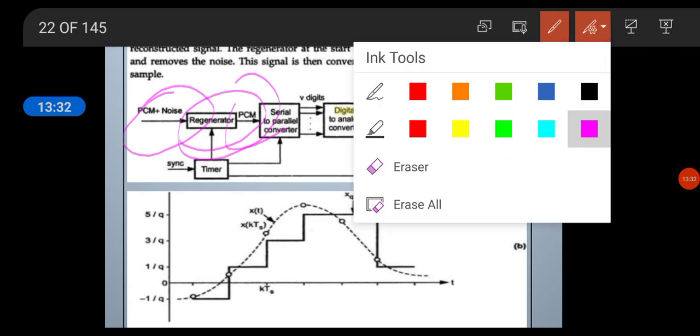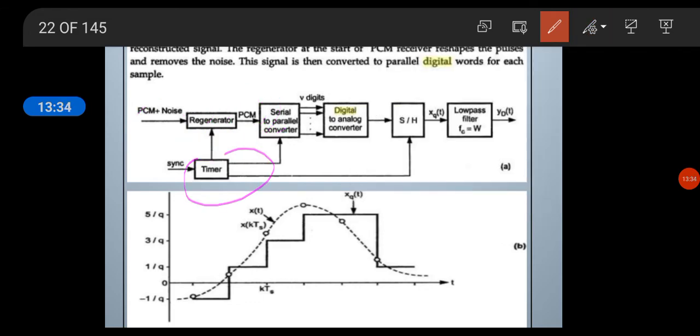Here we are also providing a timer which is synchronized with the transmitter. In the transmitter we provided a parallel to serial converter. But here we have to use a serial to parallel converter. In that case, serial bits can be converted into parallel bits. Here we are converting a single bit stream into parallel bits. After that we will be using D to A conversion. In the transmitter section we use analog to digital conversion. Here we use digital to analog conversion.